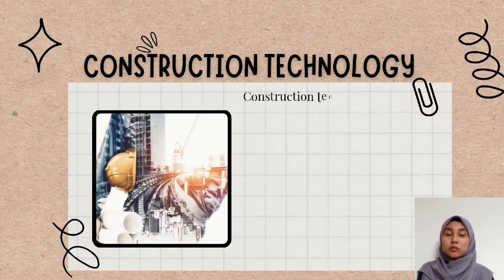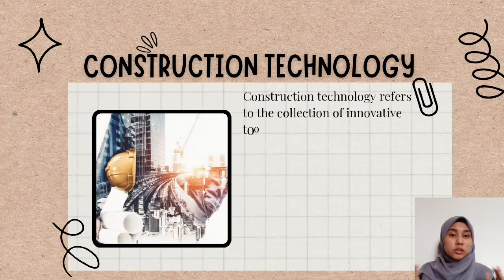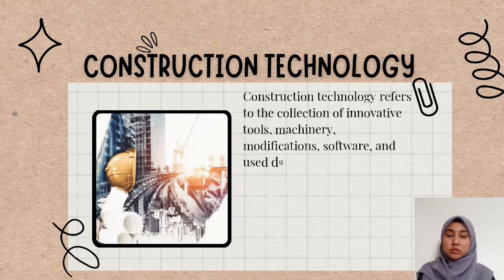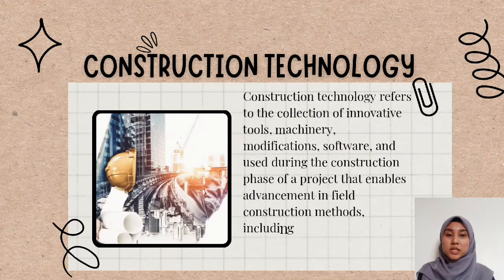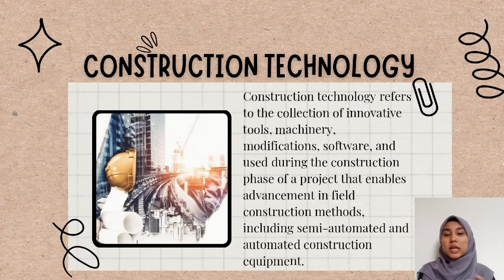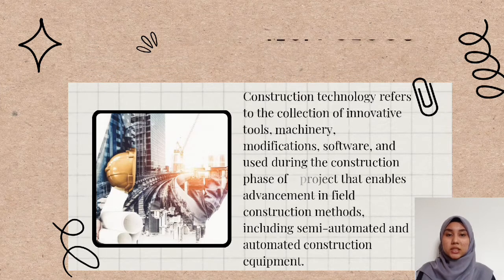The first one is about construction technology. What do we know about construction technology? Construction technology refers to the collection of innovative tools, machinery, modifications, and software used during the construction phase of a project that enables investment in field construction methods, including semi-automated and automated construction equipment.